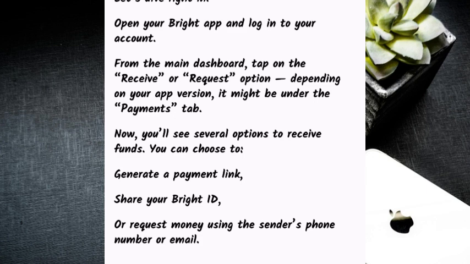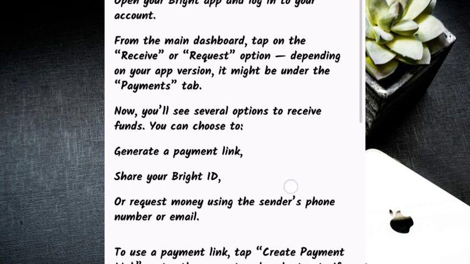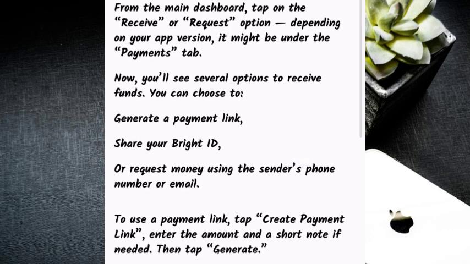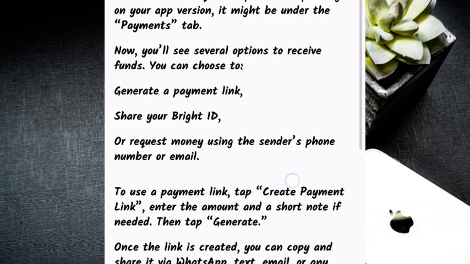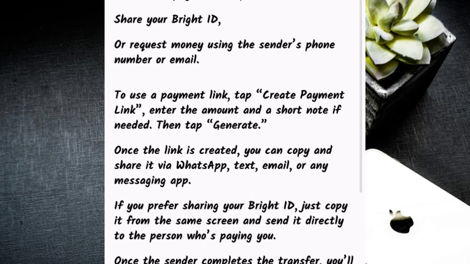Now you're going to see several options to receive funds, and you can choose to either generate a payment link or to share your Bright ID, or just to request money using the sender's phone number or email. To use a payment link, you're going to tap create payment link, enter the amount and a short note if needed, and then tap generate. Once the link is created, you can copy and share it via WhatsApp, text, email, or any other messaging app.